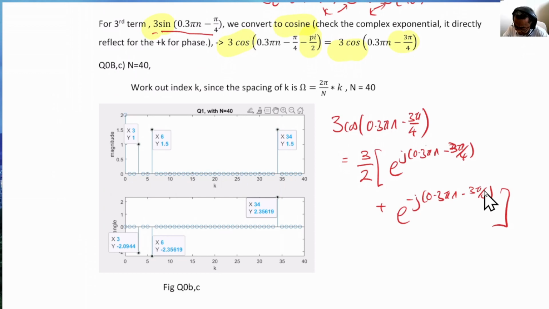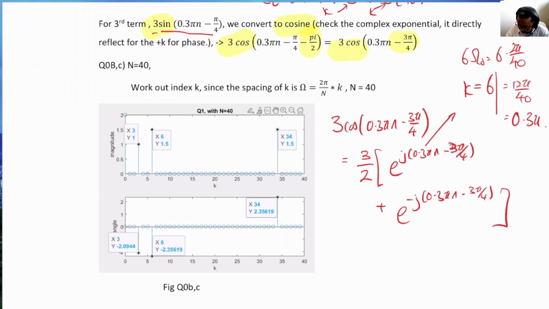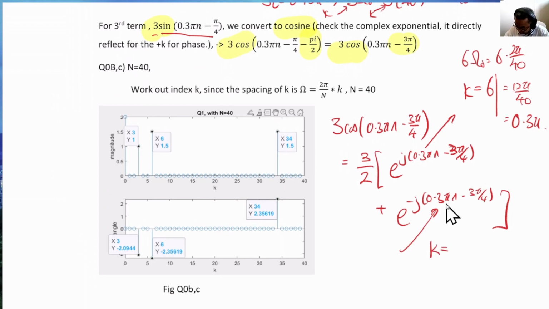Now, where is this? Where is 0.3 pi? It is at k equals to 6, because 6 omega naught is equal to 6 times 2 pi divided by 40. What is this equal to? It is 12 pi over 40. This is equal to 0.3 pi. Now, what about the negative, minus 0.3 pi? Of course, you can think of it as k equals to minus 6.